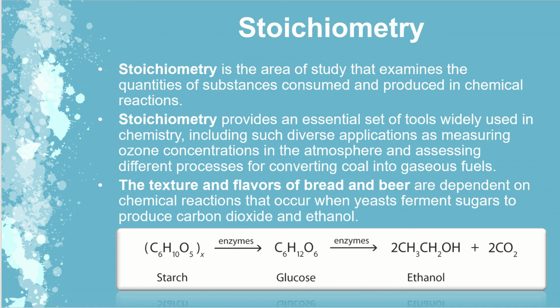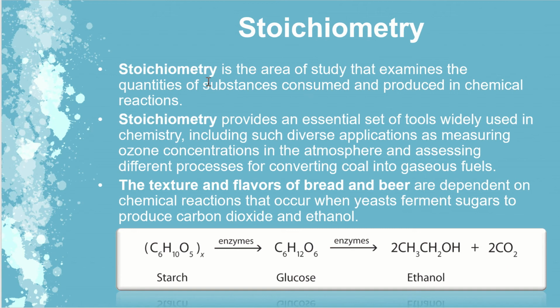Even the beer and flavor industry depends on chemical reactions that occur when yeast ferment sugars to produce carbon dioxide and ethanol, right? That is in making beer. So we have an equation here showing the conversion of starch using enzymes to glucose, which is C6H12O6, and then enzymes converting glucose into ethanol and carbon dioxide.